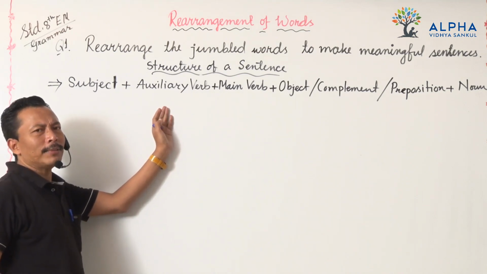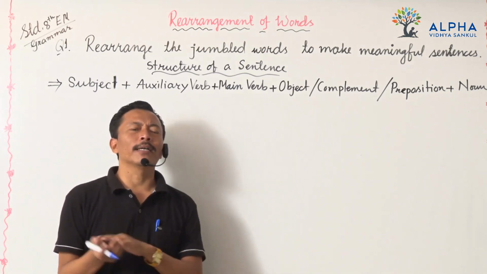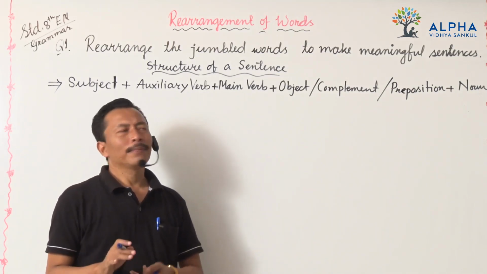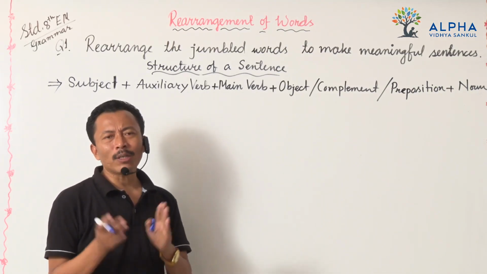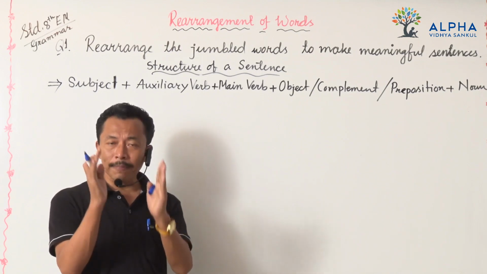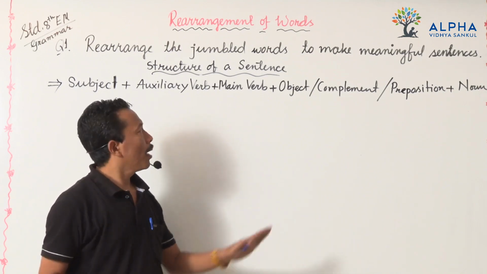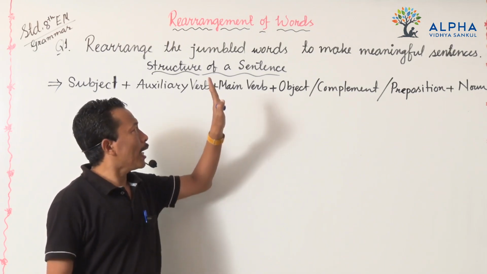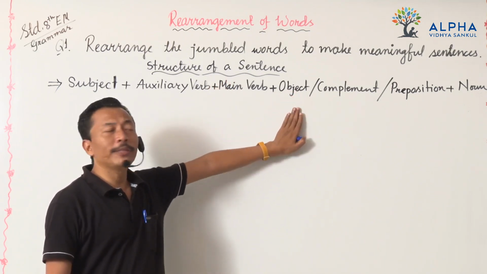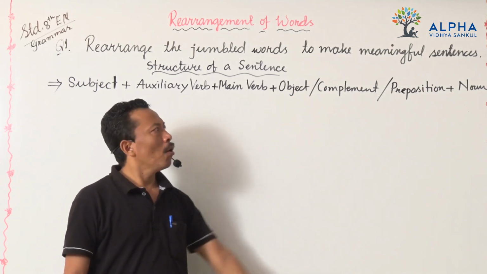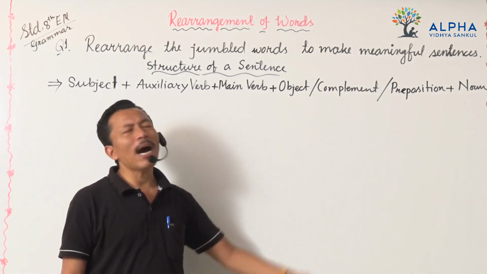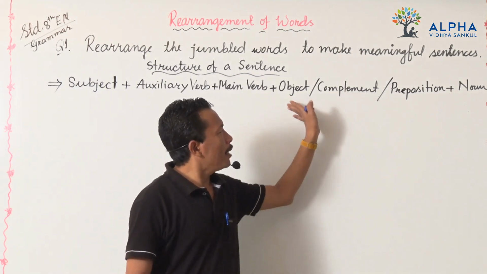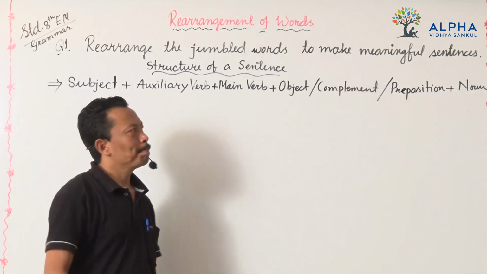Some sentences don't have an auxiliary verb. What is an auxiliary verb? A helping verb. They may not have one, but the main verb is compulsory in a sentence. And after the main verb, there might be an object or complement or preposition plus noun, among these points.